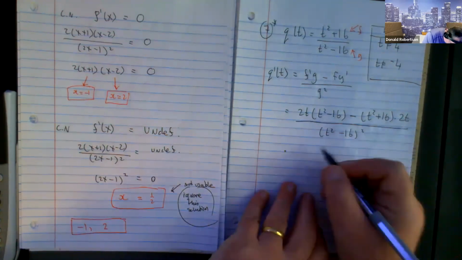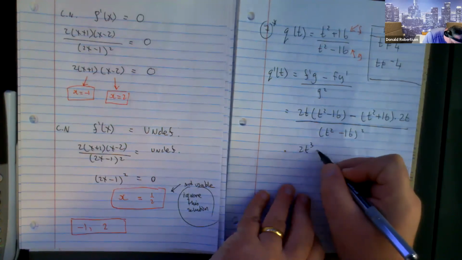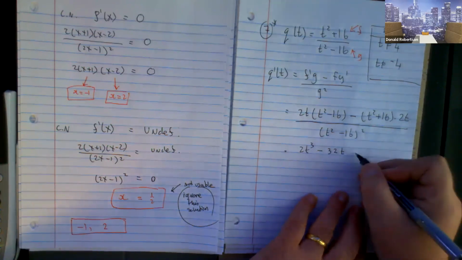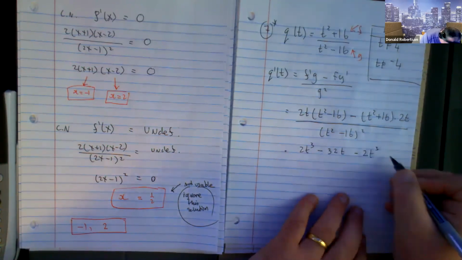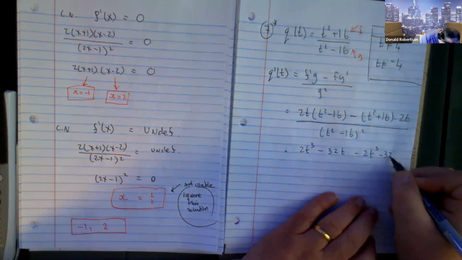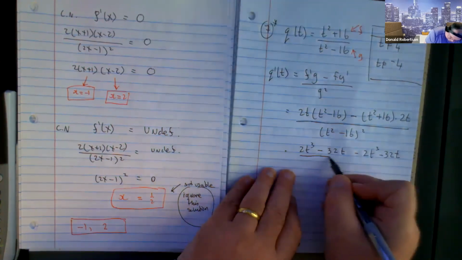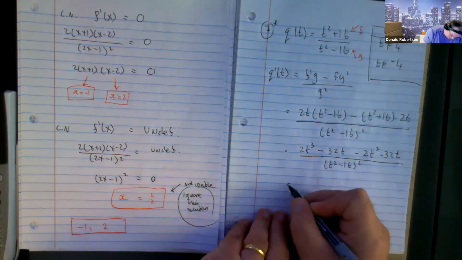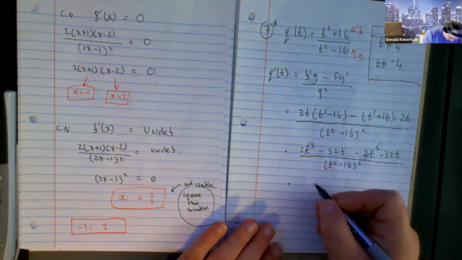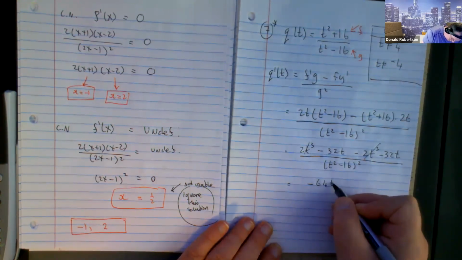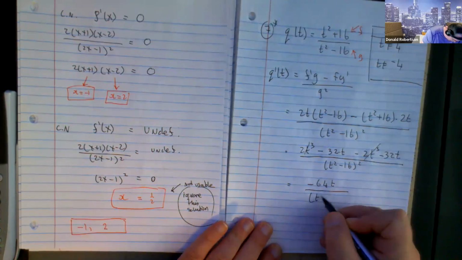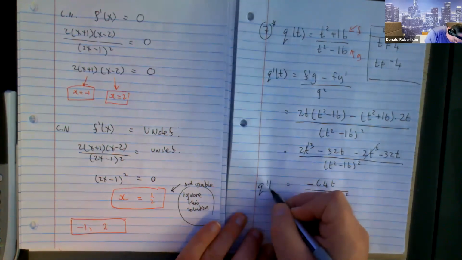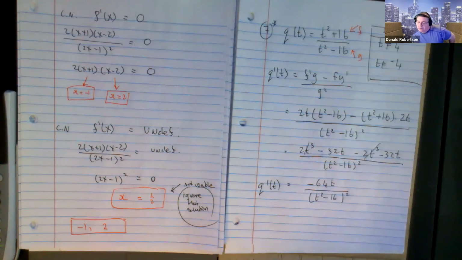If I distribute the top, I get 2t cubed, take away 32t, minus 2t cubed, minus 32t. They cancel out and these two combine, so I have -64t over (t squared, take away 16) squared. Okay, don't have any style points, right? That's as good as that's going to get.